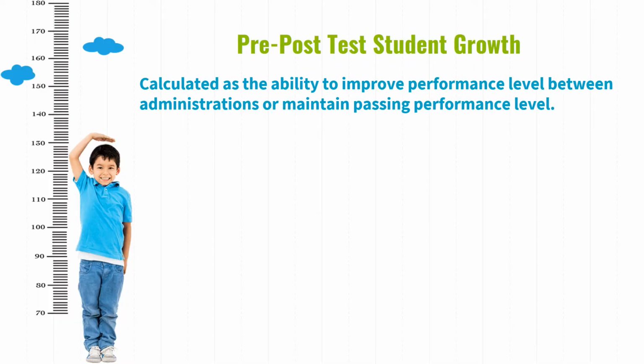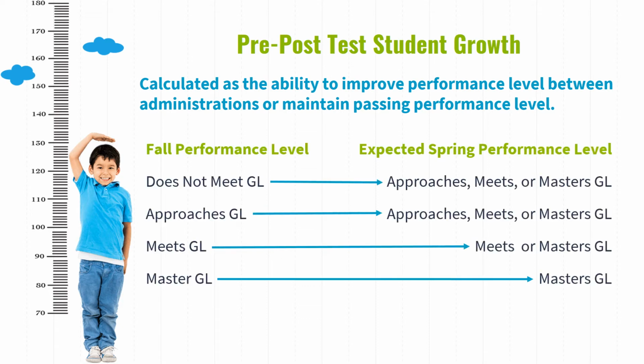This is similar to the STAAR student growth accountability calculations. Student growth is calculated on the pre and post-test as the ability of students to improve their performance level or maintain a passing performance level. The goal is no regression. Students who in the fall performed at does not meet grade level will be identified as having met growth if they earn a spring performance level of approaches, meets, or masters grade level.